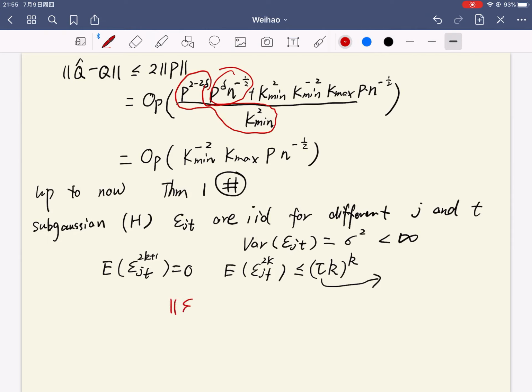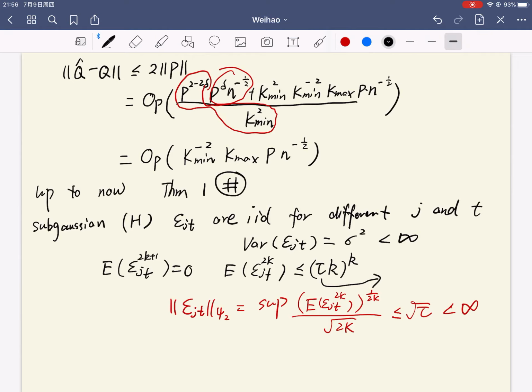Because we can define sub-Gaussian in this way, and we know this is less or equal to tau, which is finite. It coincides with the definition of sub-Gaussian.